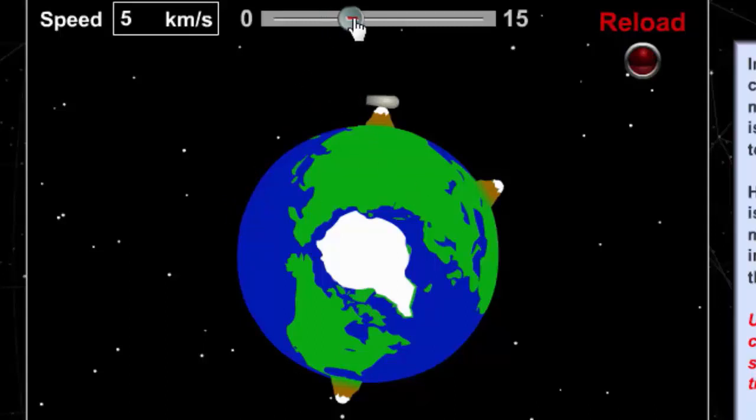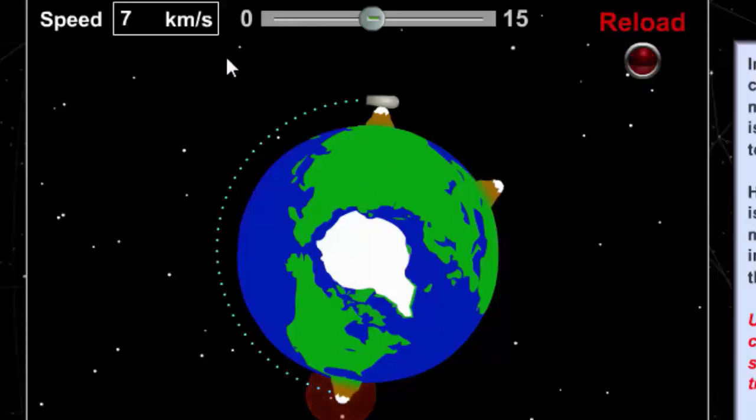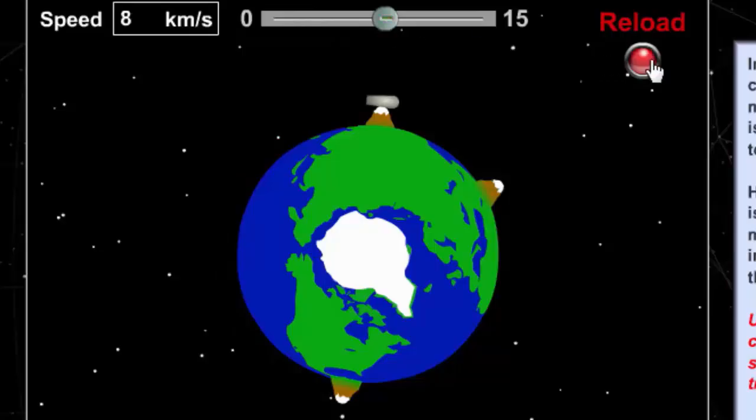Let's go to 6 kilometers per second. Reload and fire. And you can see here the cannonball went further. If you take it to 7, it still hits the earth. Now after 7, let's go to 8, we'll see something interesting.